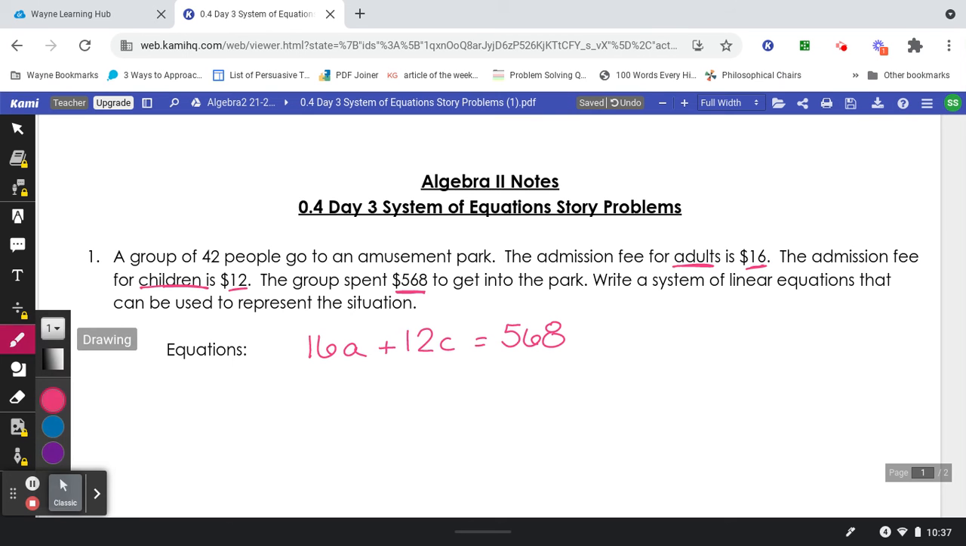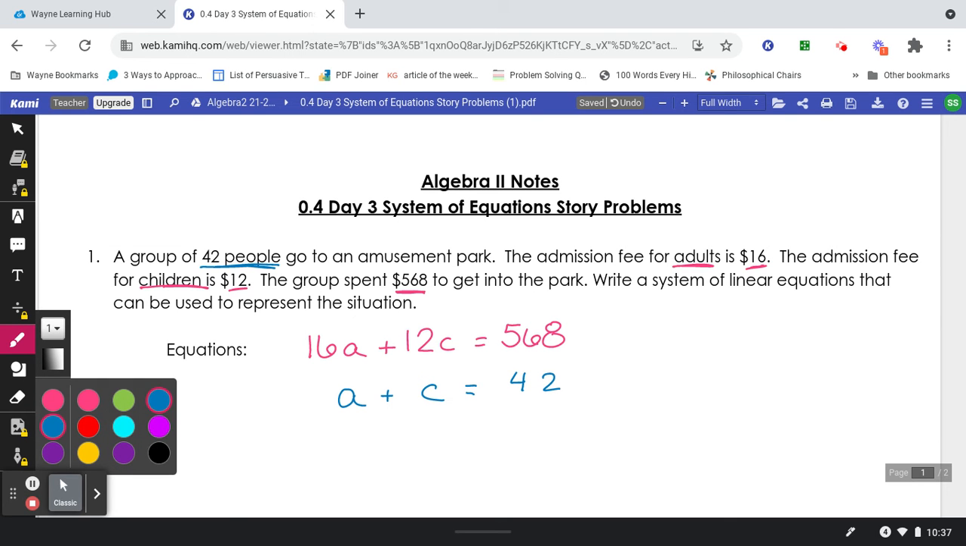And then the only other number I have here is a group of 42 people. So the second equation is just going to be the amount of people. I don't know how many adults or children went, so I'm just going to put A plus C, and then I know the total is 42. And that's my system of equations.